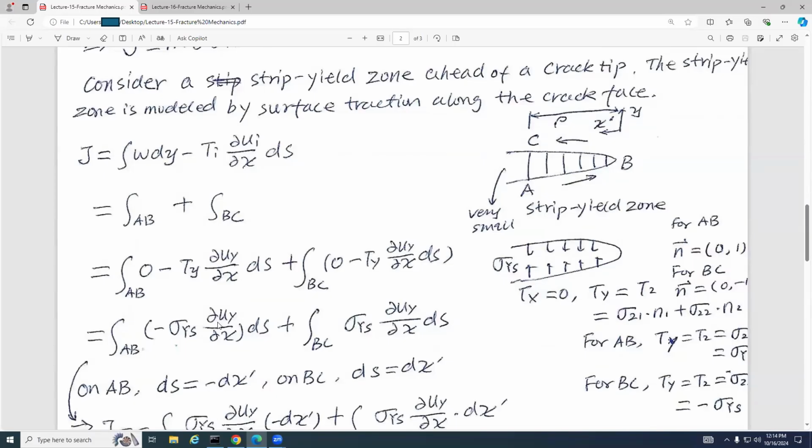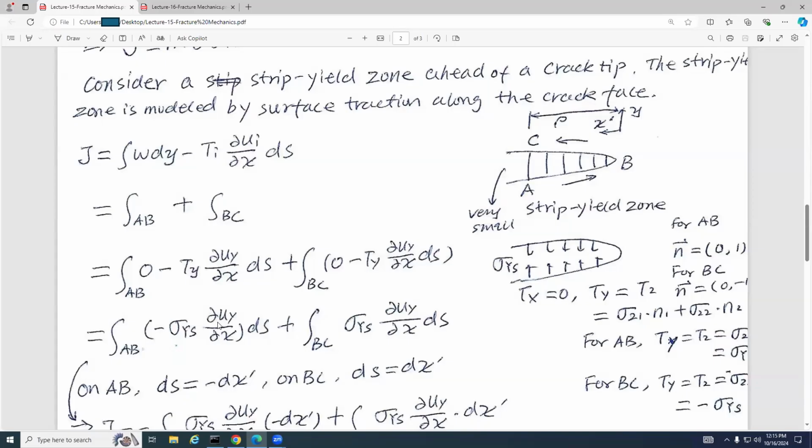Alright, so this is the crack face, and suppose I have traction there. Now I do this J integral, and this is the crack tip. I want to see how much energy, and this is the J integral, and for this one the crack tip is here.